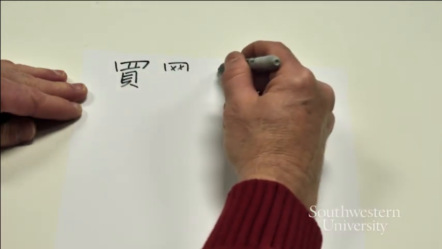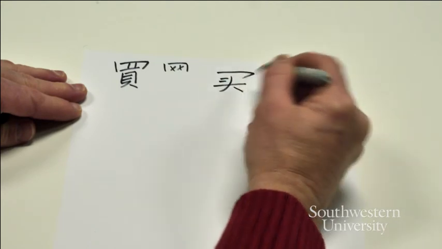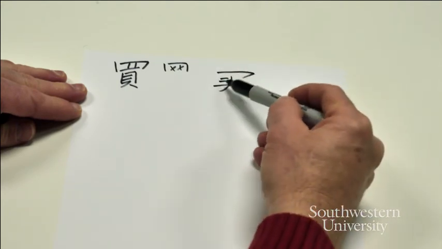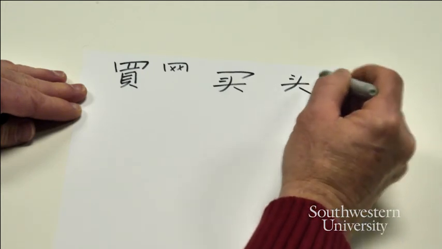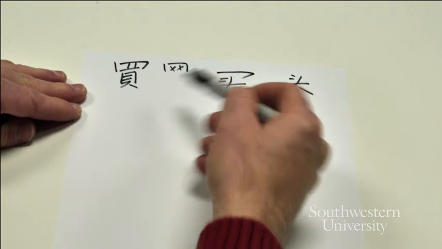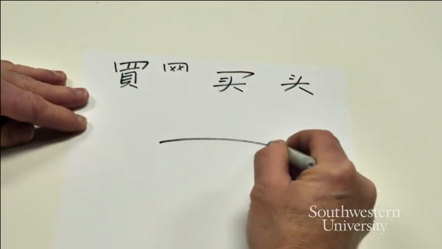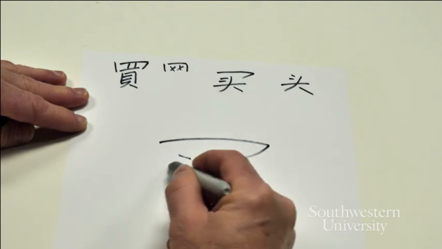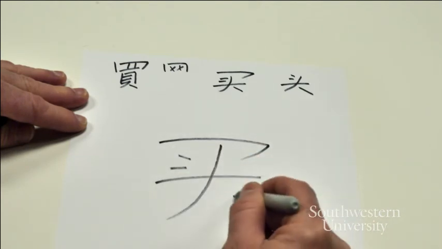It's been simplified to this, hang over tou, which I think of as someone wearing a scarf. So tou means head, and then I think of that as a scarf. Someone's put their hair up so they can go shopping. Heng, gou, dian, dian, heng, pie, dian.